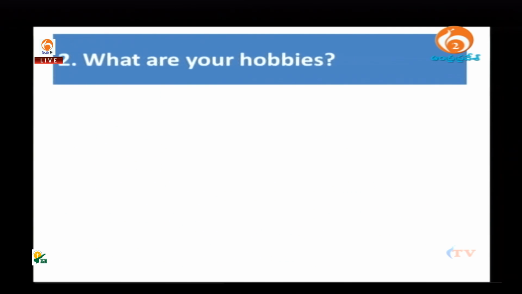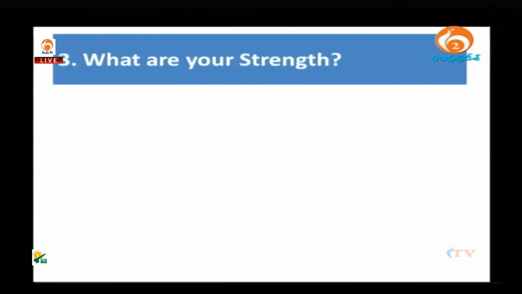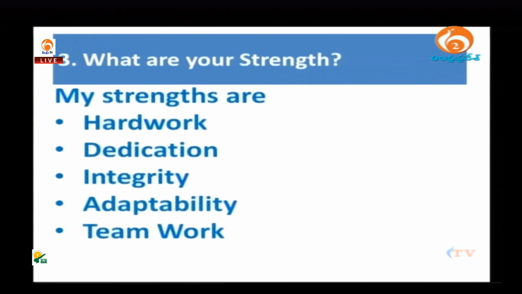Next, what are your hobbies? You will speak about your interests and hobbies, like you like reading books or playing cricket or watching informative programs on channels. You need to be prepared to give more additional information. What are your strengths? You will speak about those qualities which help you and which also help the organization.